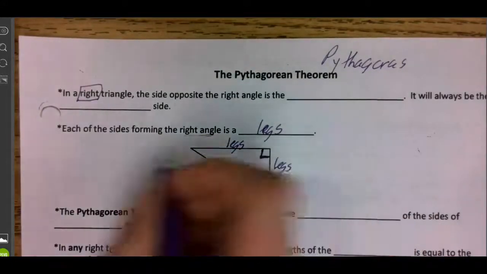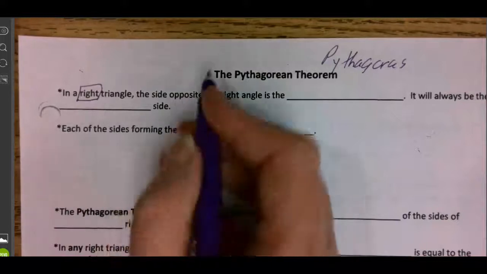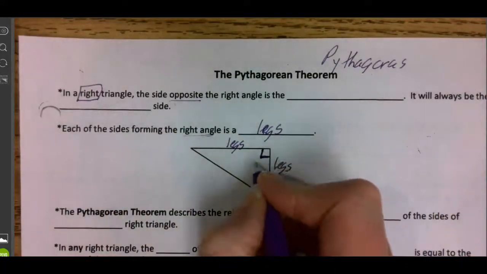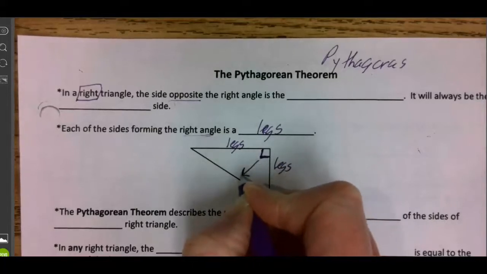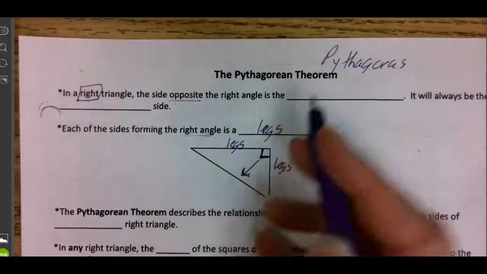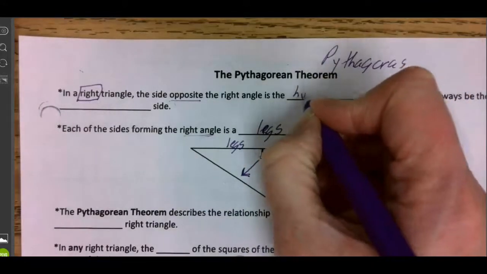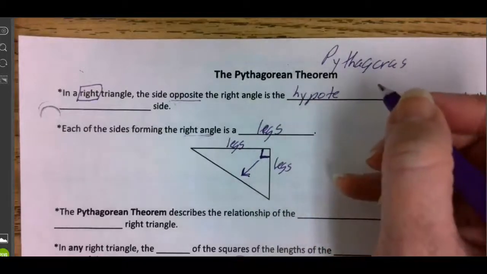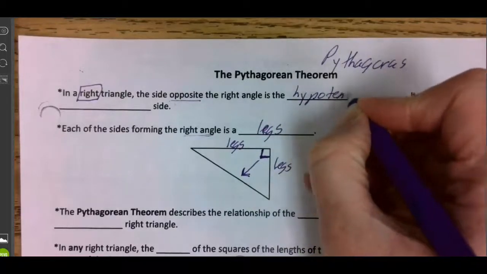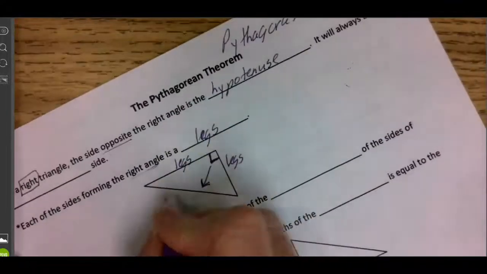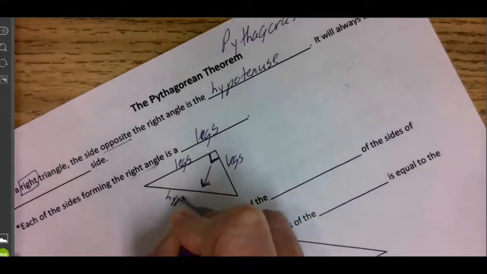Now this other side, in a right triangle, is the side opposite. In math, we do some weird things. Sides can actually be opposite of an angle. So this side is opposite that angle. And the side that is opposite the right angle is called the hypotenuse. Hypotenuse. Okay, isn't that a great word, hypotenuse? And this side right here is the hypotenuse.